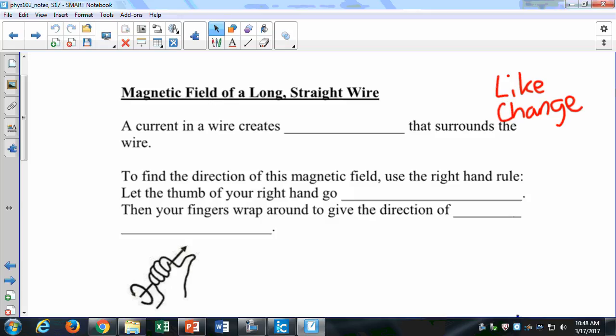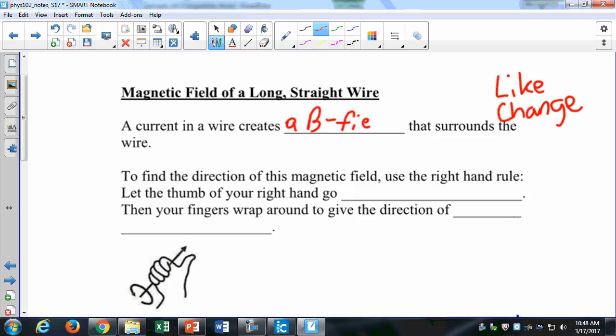We also get a magnetic field when a charge moves through a wire, because you remember the basic thing that causes a magnetic field is a moving charge. We said at the very beginning that permanent magnets have a magnetic field because they have electrons that are moving back and forth, and they generate a magnetic field. So a moving electron causes a magnetic field. In a similar way, a current in a wire creates a magnetic field that surrounds the wire.